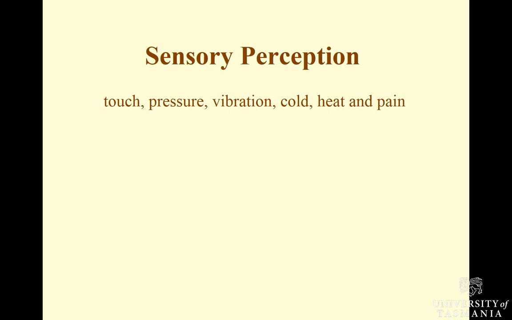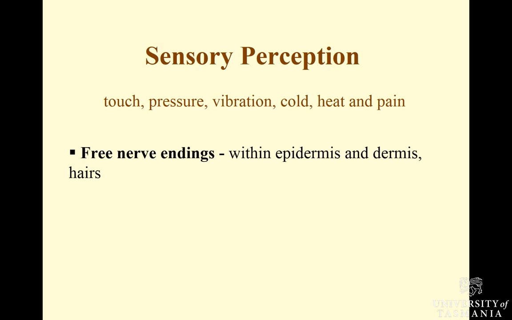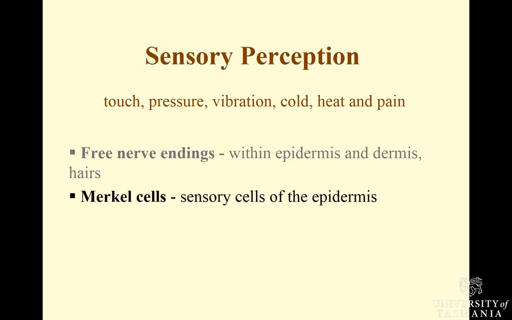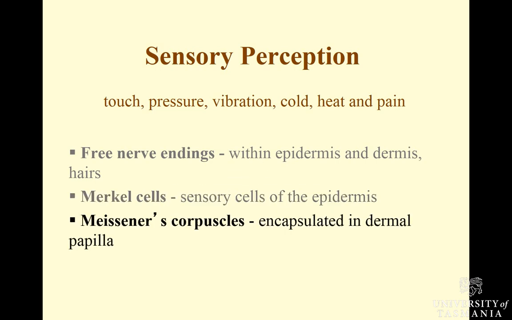Remembering that there are the four components of our sensory receptors which exist within the skin: free nerve endings within the epidermis and dermis, and also associated with the hairs as peritrichial nerve endings. They're associated with temperature and pain, of course. Merkel cells are found within the stratum basale of the epidermis. They're responsible for the detection of light touch, as are the Meissner's corpuscles.